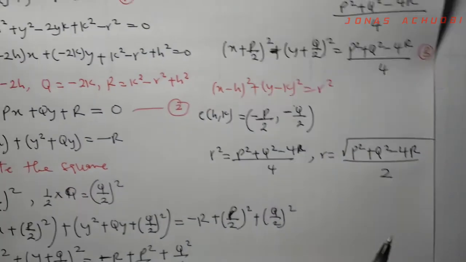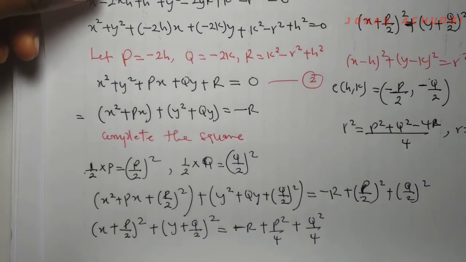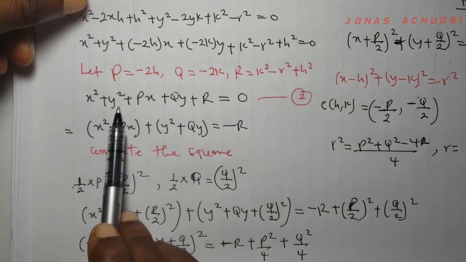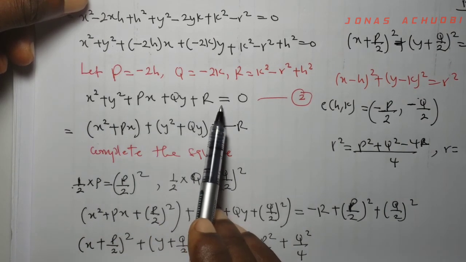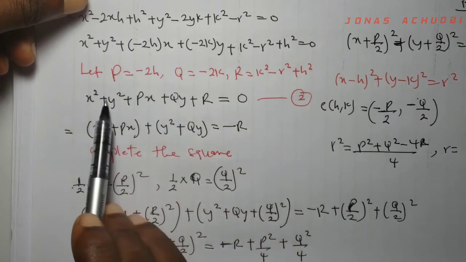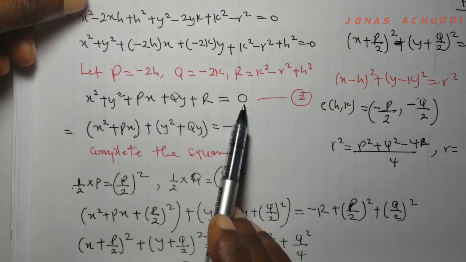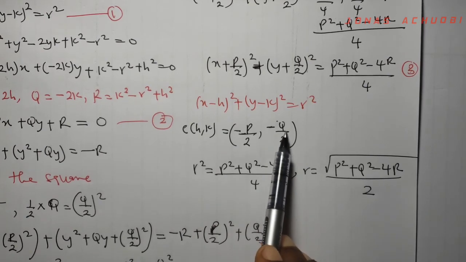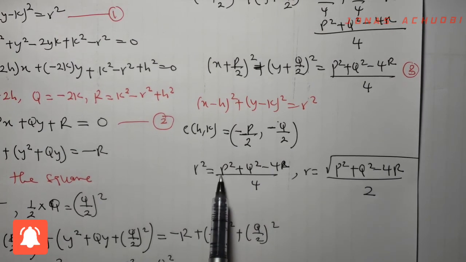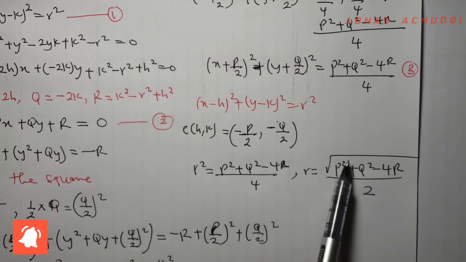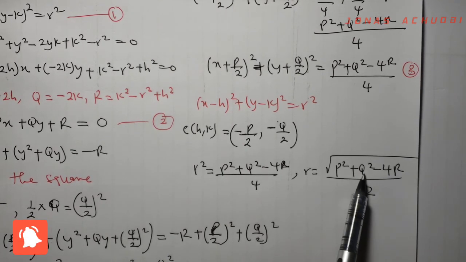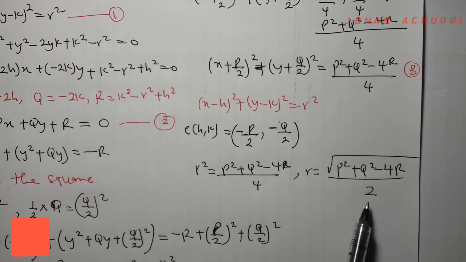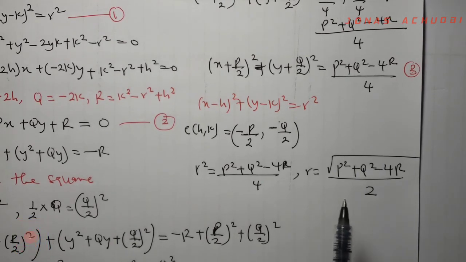So if we are given the equation of a circle in the alternative form, x squared plus y squared plus px plus qy plus r equal to 0, the center of the circle given in this form becomes minus p over 2 comma minus q over 2, and the radius of that circle becomes the square root of p squared plus q squared minus 4r all over 2. In our next lesson, we shall solve problems using this method.